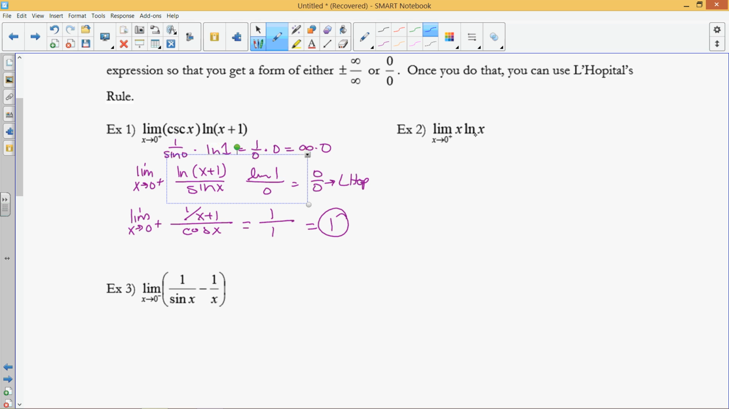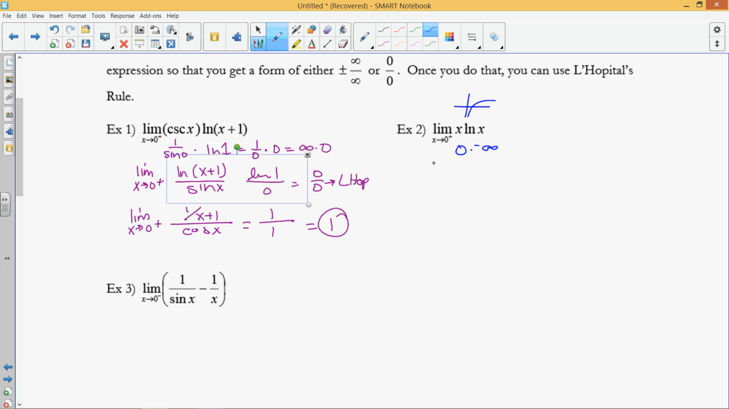All right, example 2, x times ln x. So if I were to plug in 0, this would end up being 0 times the ln of 0 from the right. So if I think of the graph of ln x, it looks something like that. To the right of 0, this is headed towards negative infinity. So this is a 0 times infinity case.